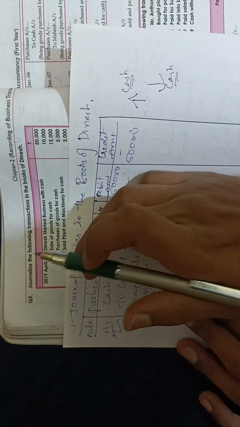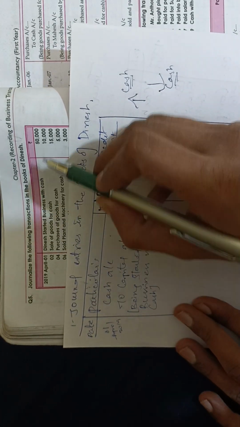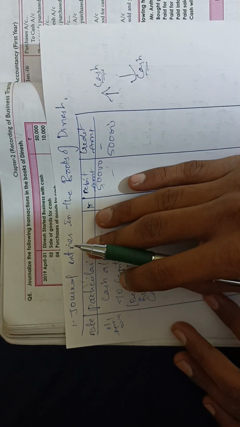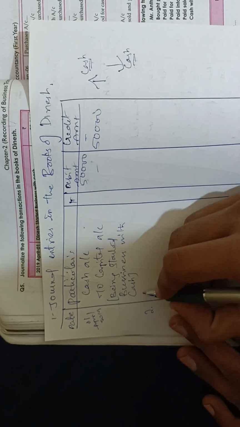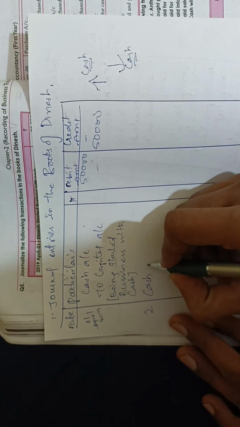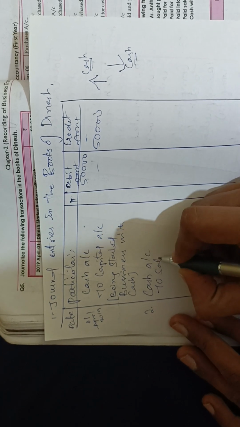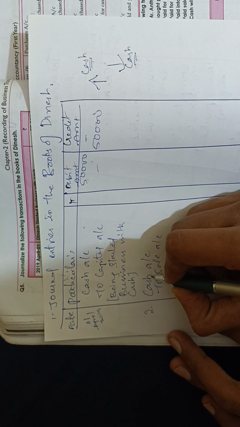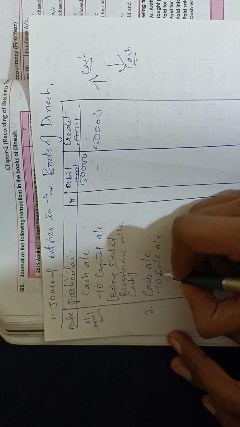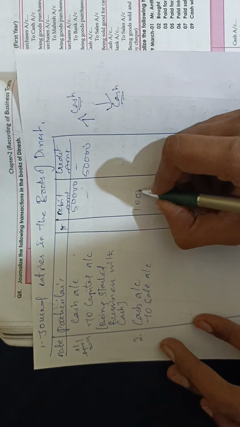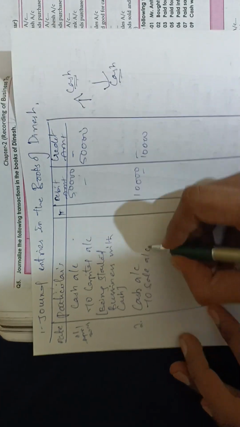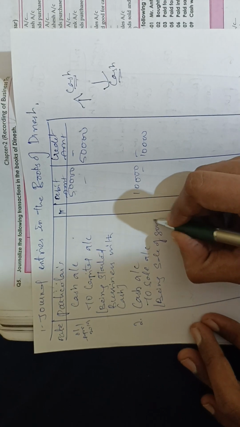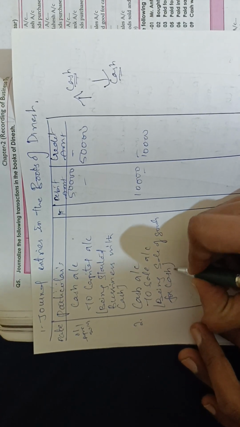Now see the second transaction: sale of goods for cash rupees 10,000. When you sell something you get cash, so the entry is cash account to sale account. Remember one thing, sale will never come in; you have sold the goods, so cash comes in. Cash account to sale account, the amount is 10,000 on both sides. Narration: being sale of goods for cash. This is the second entry.